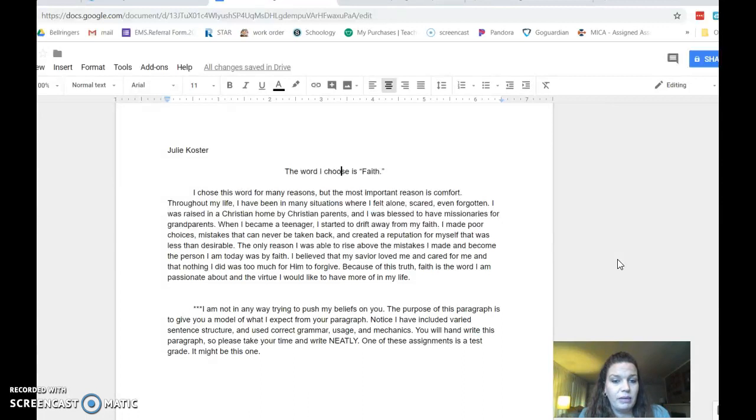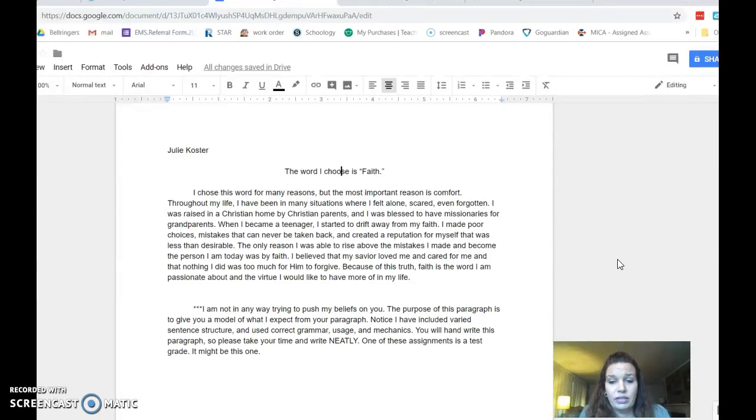Okay, I chose this word for many reasons, but the most important reason is comfort. Throughout my life, I have been in many situations where I felt alone, scared, and even forgotten. I was raised in a Christian home by Christian parents, and I was blessed to have missionaries for grandparents. When I became a teenager, I started to drift away from my faith. I made poor choices, mistakes that can never be taken back. Remember we talked about the bullying? And created a reputation for myself that was less than desirable. Like I said, I was not a very nice person. The only reason I was able to rise above the mistakes I made and become the person I am today was by faith. I believed that my Savior loved me and cared for me, and that nothing I did was too much for him to forgive.